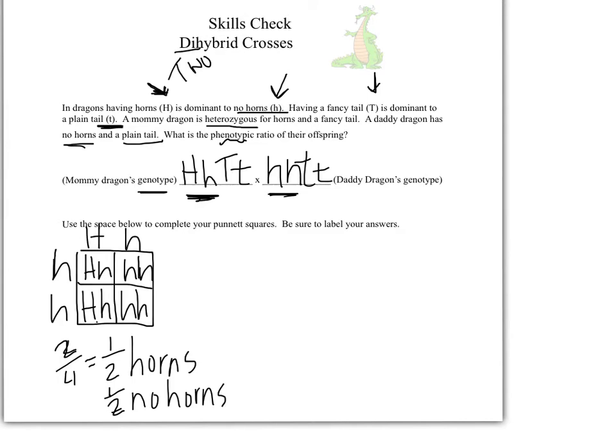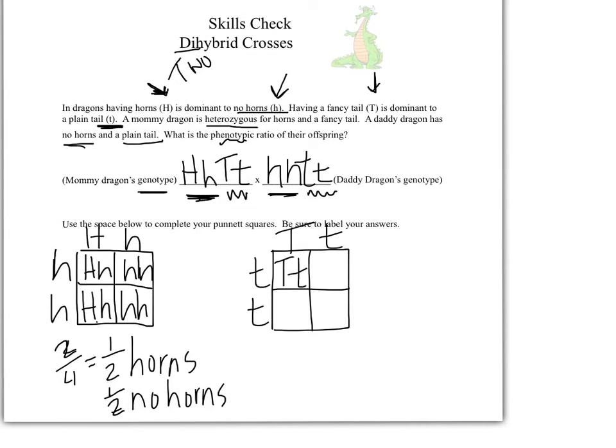Okay, so then we'll do the Punnett square for the t's. So we're going to put the big T, little t up top, and then the dad's little t on the side.